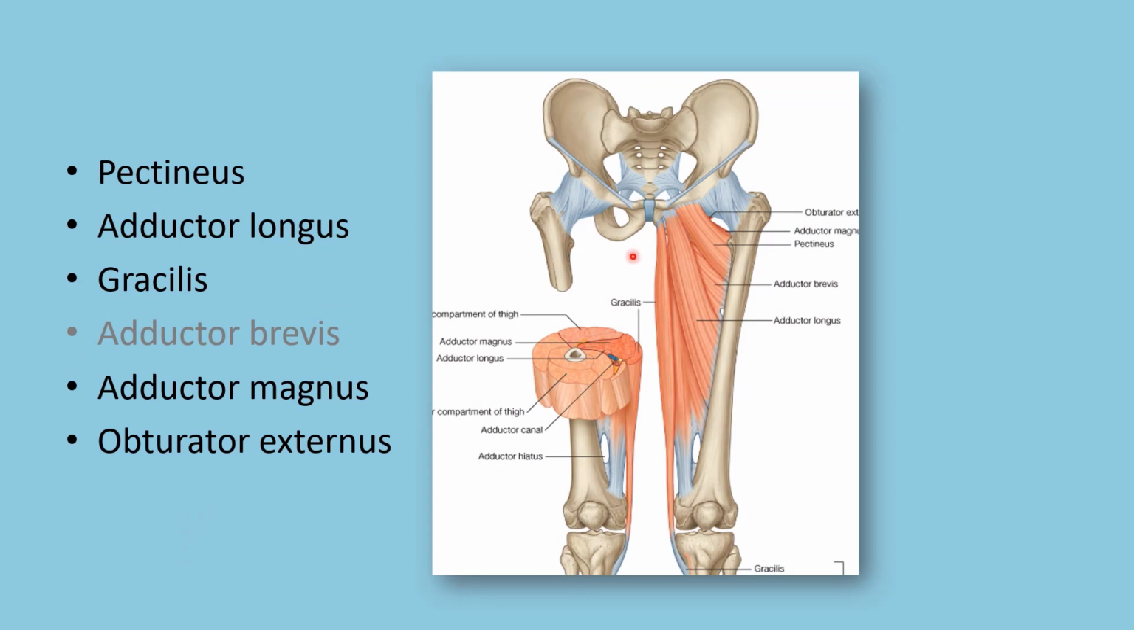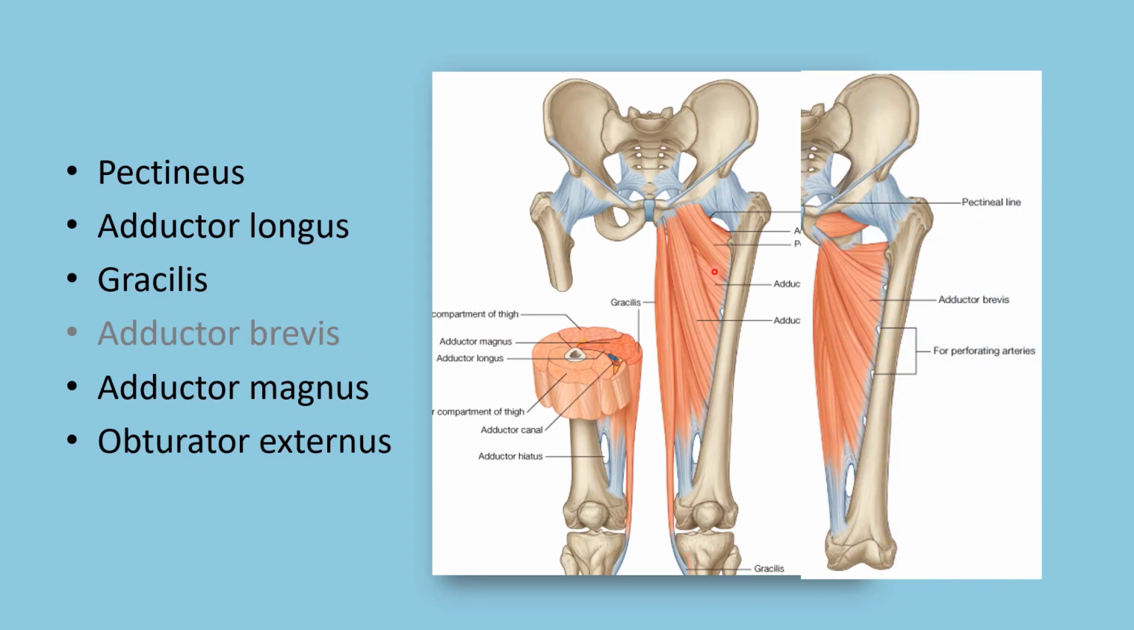This picture shows pectineus here, adductor longus here, and gracilis. These are superficial muscles. Adductor brevis is the intermediate one. I shall show it in the next picture, where the superficial three muscles have been removed. This is adductor brevis, and deep to it, the massive muscle, adductor magnus. And here, which is occluding the obturator foramen, is the obturator externus.